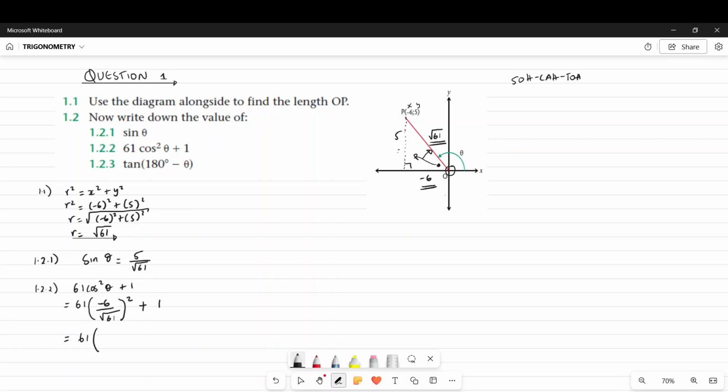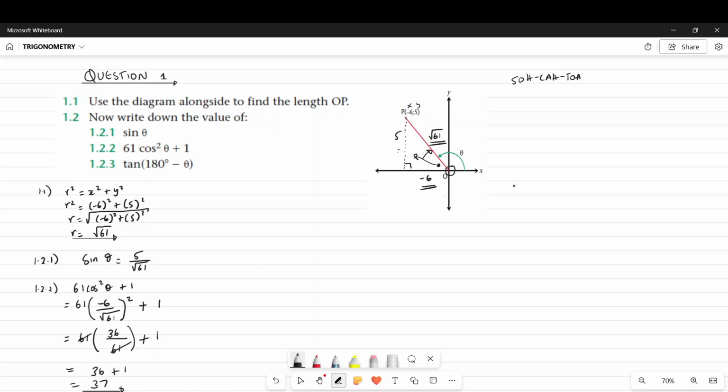So now you have 61 times... square this -6. If you square -6, that gives you 36 all over. When you square root 61, it will just be 61, close bracket, plus 1. The 61 and that cancel out. Then you're left with 36 plus 1, which is equal to 37 as your final answer.